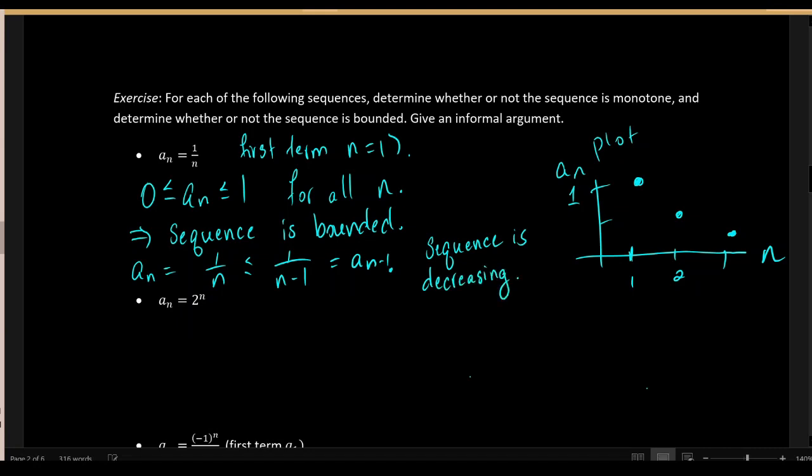You can see this in the picture as well. As we graph more and more terms of the sequence, their output values are progressively declining. They're getting lower and lower as n increases. Since the sequence is decreasing, it must be monotone. Monotone meaning either decreasing or increasing. The sequence is decreasing in this case, so it must be monotone. Let's try it with the next sequence.